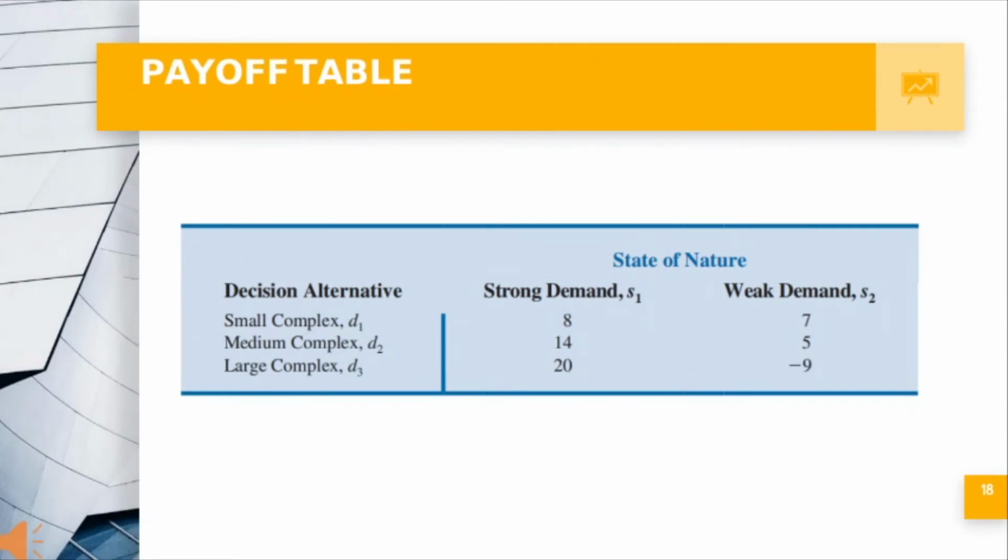Here is the table showing payoffs for all combinations of decision alternatives and states of nature. We will be expressing these numbers in millions.